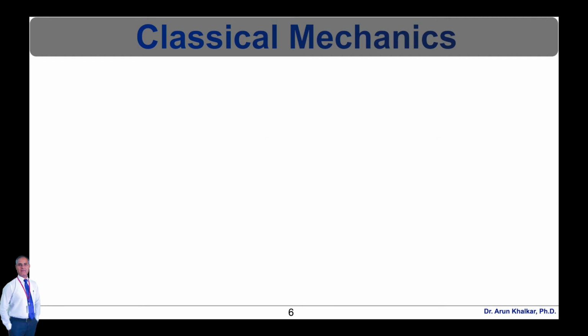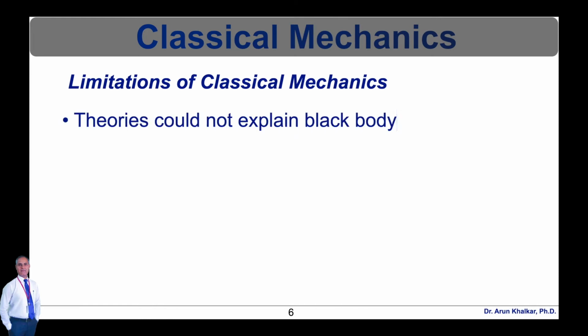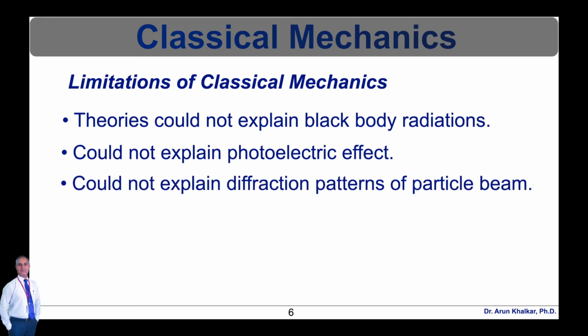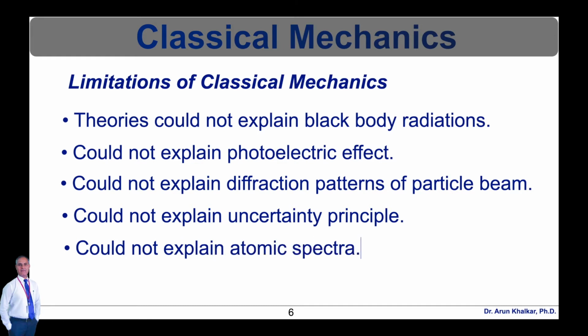In classical mechanics, there are several limitations. So let's see one by one. First, in classical mechanics, theories could not explain black body radiations. It could not explain photoelectric effect. It could not explain diffraction patterns of particle beam. Classical mechanics could not explain uncertainty principle. And classical mechanics cannot explain atomic spectra. So these are the very important limitations of classical mechanics.